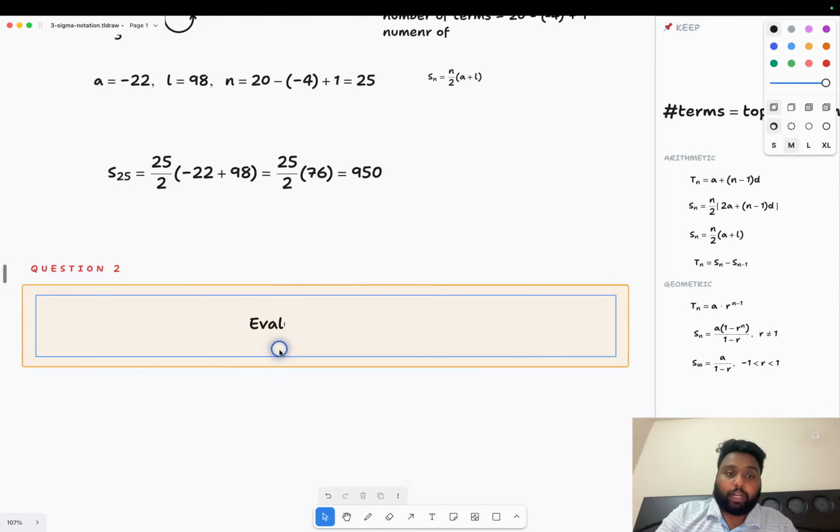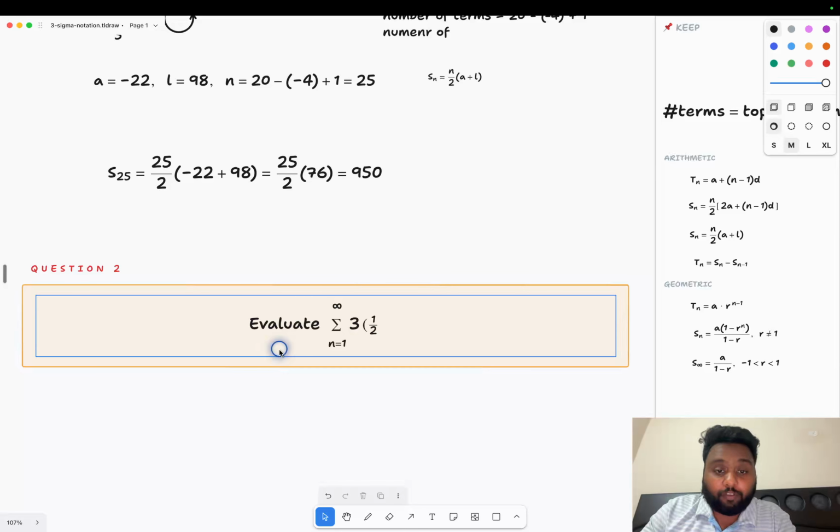Now we are going to look at another type of question. In this question, we have to evaluate the sum of the given series up till infinity. This is the sign of infinity. The first term is n equals 1 and the last term is infinite. So in this, how many terms are going to be there?